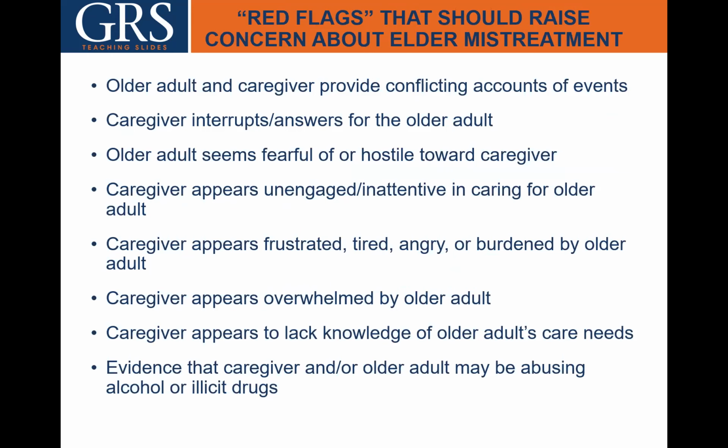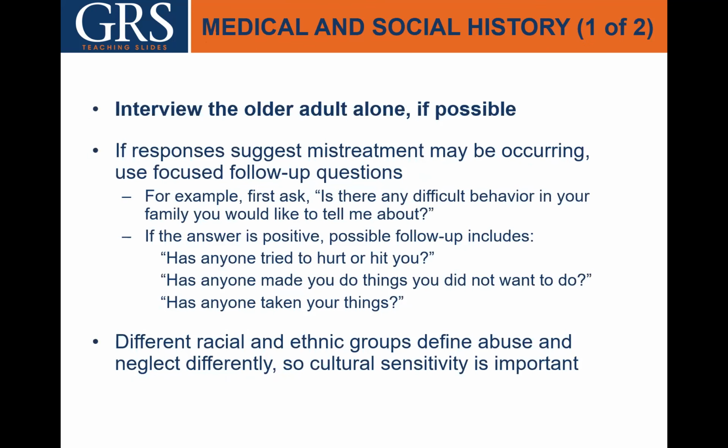But whenever we encounter a patient in our clinic, as a clinician, we should pay attention to red flags that may make you think the patient might be suffering from mistreatment. For example, if an older adult and caregiver provide conflicting accounts of events, or the caregiver interrupts the older adult's answers, or you see evidence that the caregiver or older adult may be abusing alcohol or illicit drugs. These are all red flags.